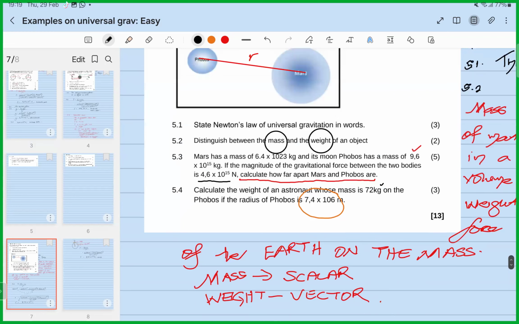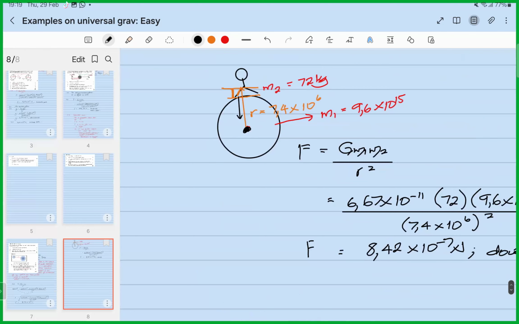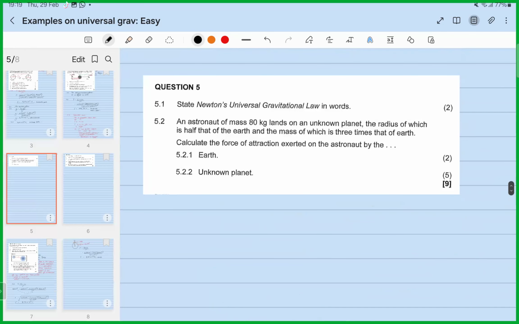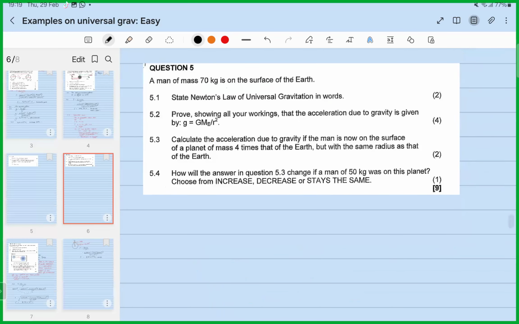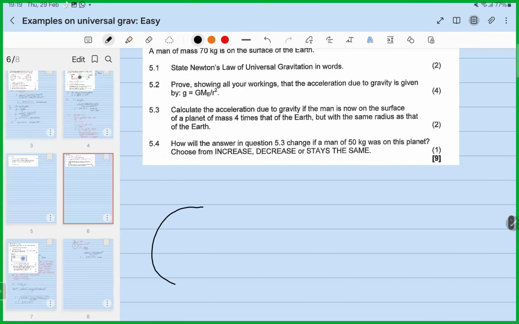Right, and we're done with that one. There are two more questions here. I want to do this one here. Somebody actually asked me about this, and I'd rather prove it here now. It says a man of mass 70 kilograms is on the surface of the earth. So we've got a man on the surface of the earth.